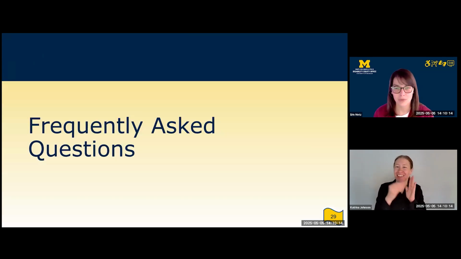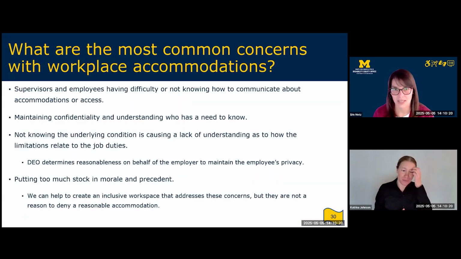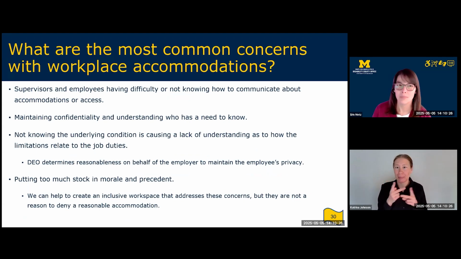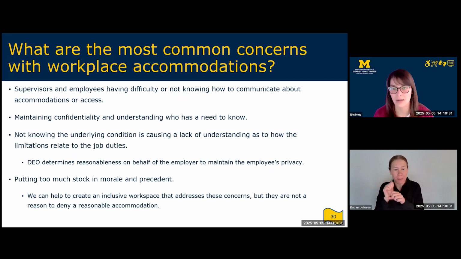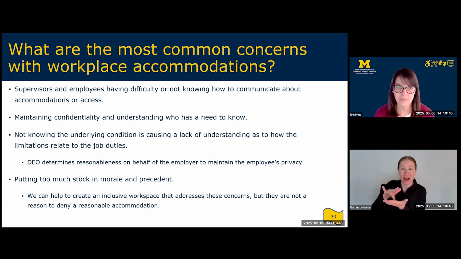So now we'll move into our frequently asked questions section. One of the most common questions we get is, what are the most common concerns with workplace accommodations? What we typically see is a difficulty between supervisors and employees when it comes to communicating about accommodations or access. Another would be maintaining confidentiality. Oftentimes we're sharing information with people who do not have a need to know about the accommodation or the employee's medical needs. We often hear from our supervisors that not knowing what the condition is causes a lack of understanding as to how the limitations relate to job duties.